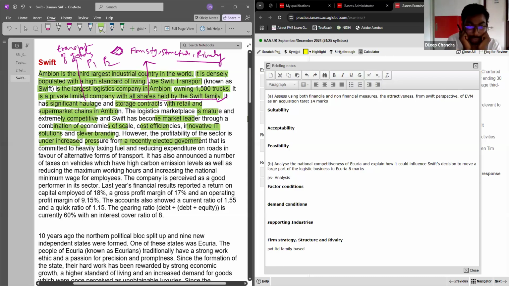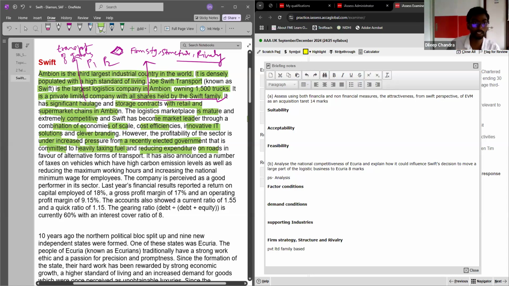Previously, we had issues with government in that other question as well. Again, now government has come into the picture. The profitability of the sector is under increased pressure from a recently elected government that is committed to heavily taxing fuel and reducing expenditure on roads. Swift is a transportation company. They need proper roads. And this government is saying that we will reduce our expenditure on roads. So some issues are there for Swift in this country.